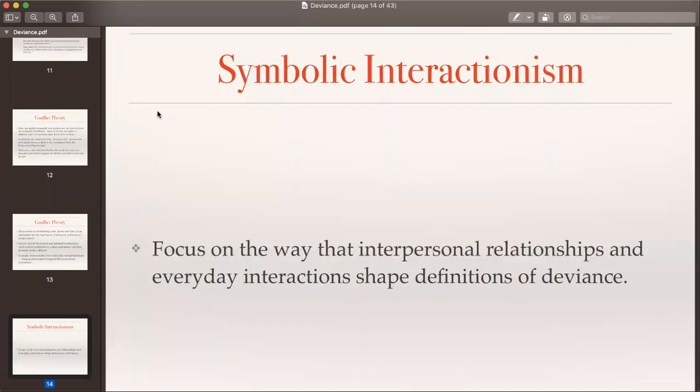We look at symbolic interactionism. And symbolic interactionism is essentially our focus on interpersonal relationships, how we begin to understand our everyday interactions and how they begin to shape our understanding of deviance. When we talk about deviance, as I mentioned before, it's relative to your life experience. It's relative to your interpretation of situations. So what you may consider to be deviant, I may not consider to be deviant, and vice versa.